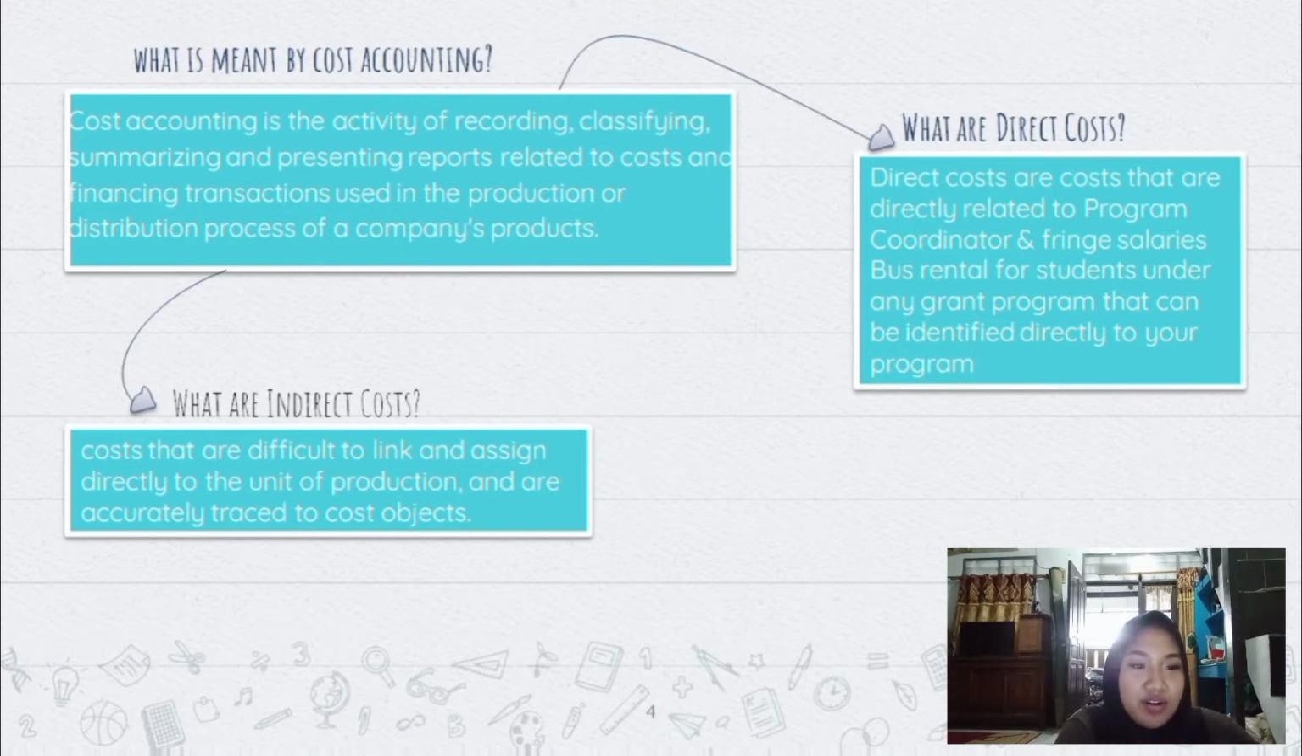What are direct costs? Direct costs are costs that are directly related to a program, such as the program coordinator and bus rental for students under any grant program, that can be dedicated directly to your program. What are indirect costs? Costs that are difficult to link and assign directly to the unit of production and are not accurately tracked to a cost object.